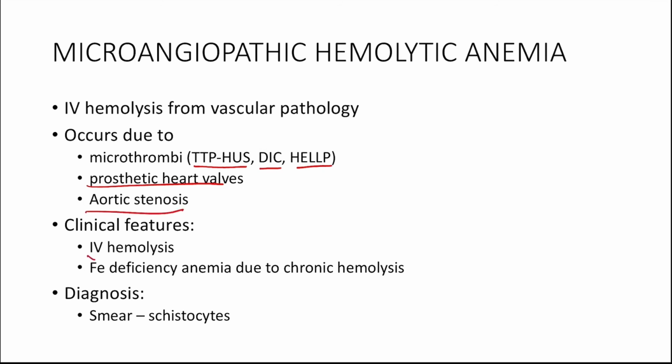So clinical features, all that of intravascular hemolysis, which we know already, iron deficiency, anemia, again because of chronic hemolysis. Diagnosis on the smear, you should be able to see schistocytes. Again, that is not something that's unique to this, but the presence of this might definitely put microangiopathic hemolytic anemia on the differential. Schistocytes are helmet-shaped cells that kind of look like this. In a way, it looks like a broken RBC.